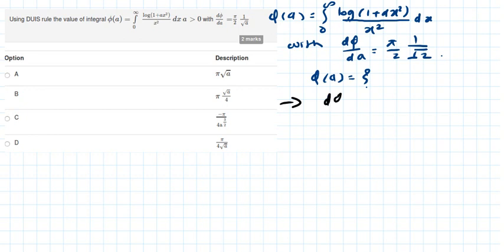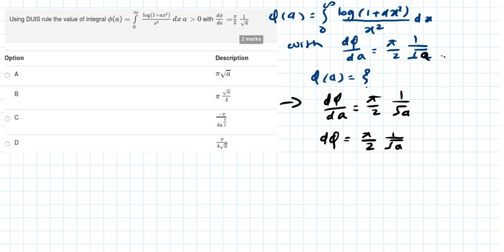So we need to use what are the things which are given to us. We have given this differential equation d phi by dA equal to pi by 2 into 1 by root a. Okay, so we need to convert this given differential equation to the variable separable form. So its variable separable form will be d phi equal to pi by 2 into 1 by root a into dA. So this equation is now in variable separable form. So we can find its solution just by integrating on both sides.